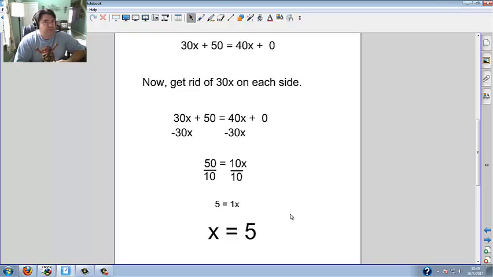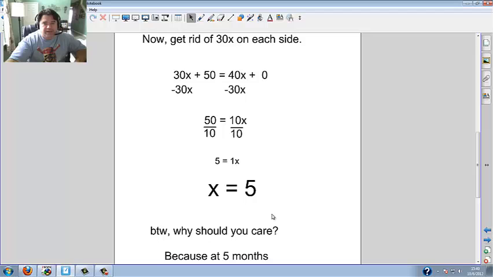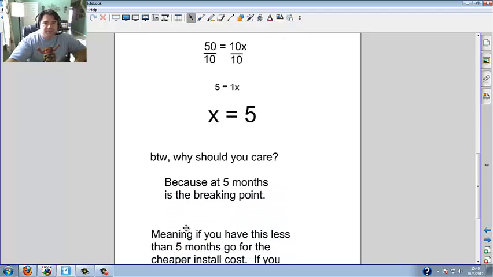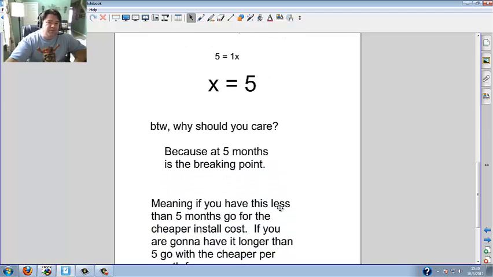Since most cable companies have you contracted for 12 months or 2 years or whatever, you probably want to find the one that's cheaper per month under this example. Although if there is no difference in cost, then you might want to do the other one. But that's completely up to you. In the end, you decide that. And I wrote here, by the way, should you care? Because 5 months is the breaking point. Meaning that if you have less than 5 months, go for the cheaper install cost.